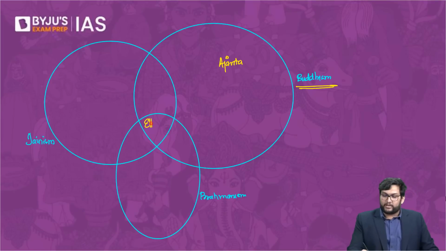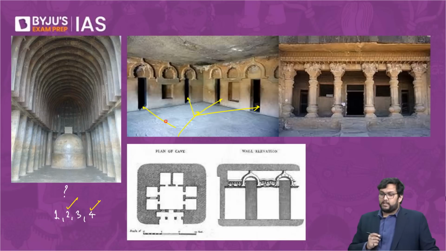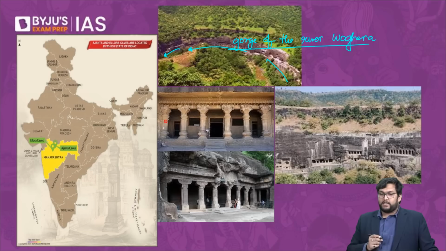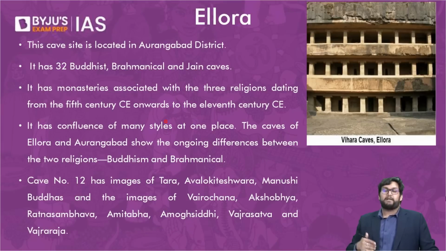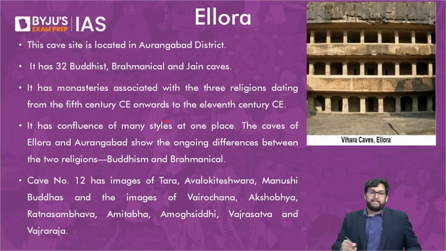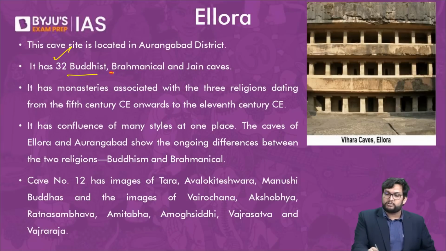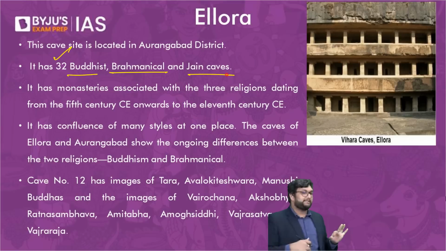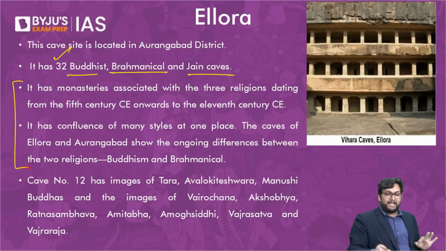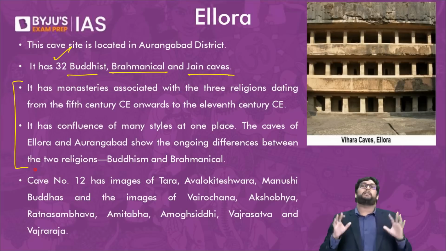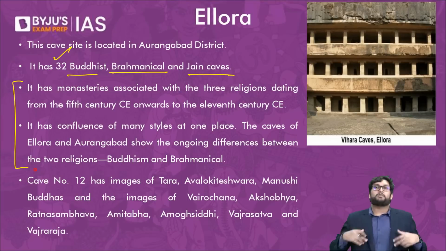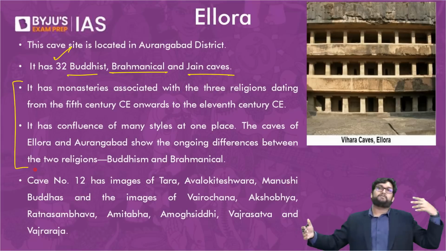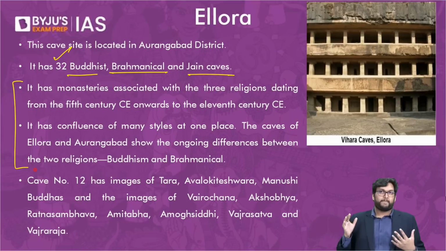Then you have Ellora, where the beauty is that it has 32 Buddhist, Brahmanical and Jain caves. All three religions coexist here, and Ellora is an example of tolerance in the Indian subcontinent, because all three exist together. You have Buddhist caves, Jain caves, and Brahmanical caves.